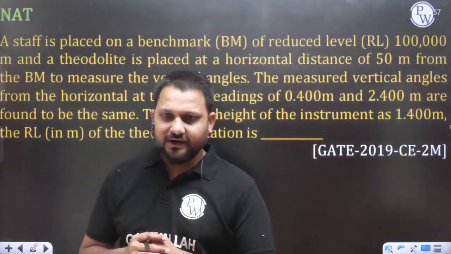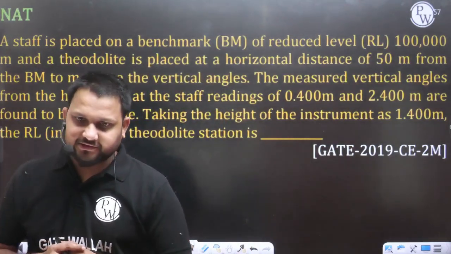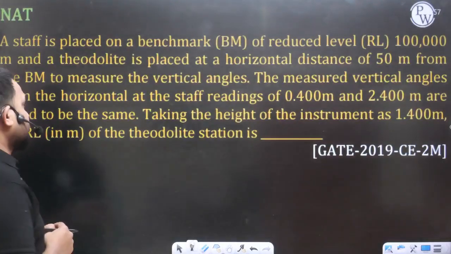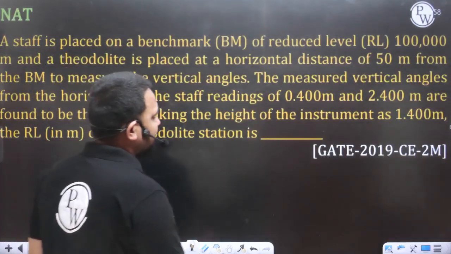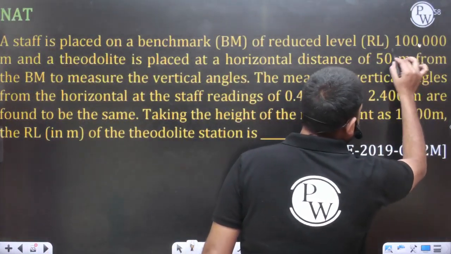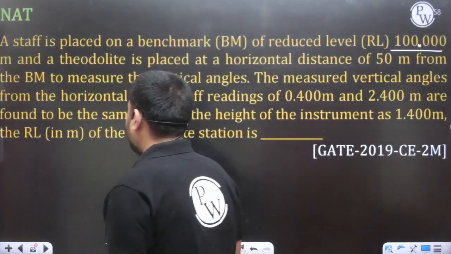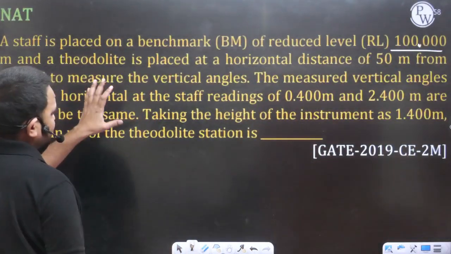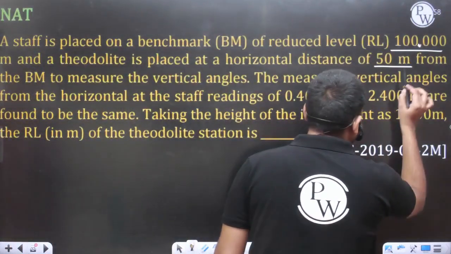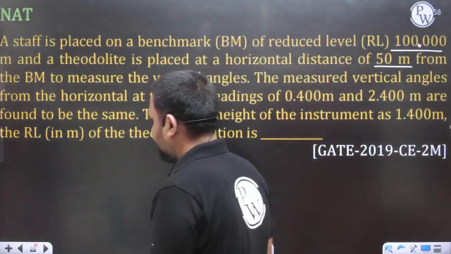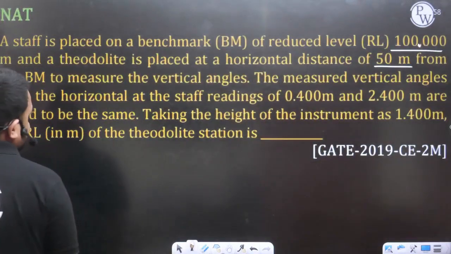Yes, so this is a NAT problem. Let's see the discussion for this question. In the question, what is stated? A staff is placed on a benchmark of RL that is given as 100 meter, and a theodolite is placed at a horizontal distance of 50 meter. The distance between the staff and the theodolite is given as 50 meter. It is the horizontal distance.